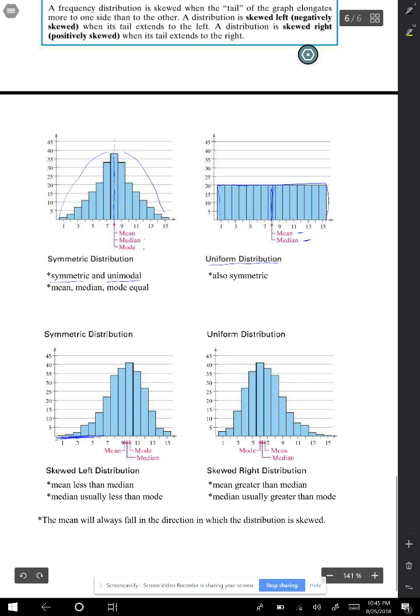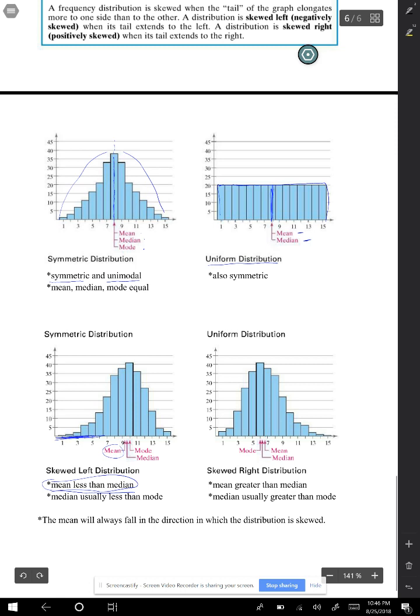When this happens, the mean will always be less than the median. The mean will be less than the median. It's skewed left. That means that you've got smaller numbers that are affecting the mean. So it's pulling the mean down. The median is usually less than the mode. Okay, not always, but the mean will always be less than the median.